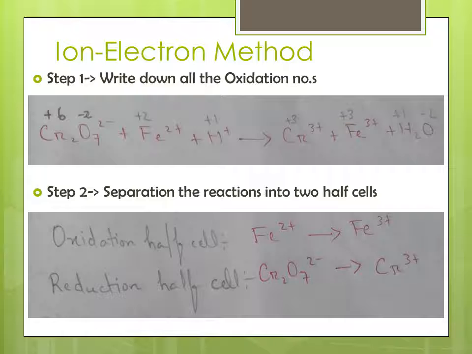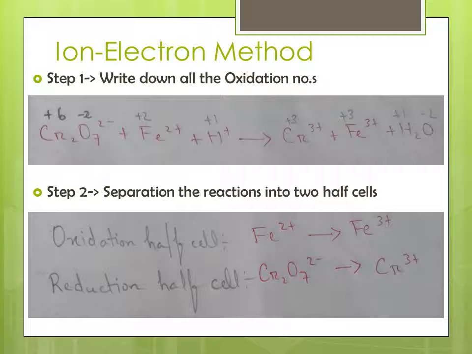For oxygen, we already know it is minus 2. In case of iron, it will be the charge, that is plus 2. In case of hydrogen also it is plus 1. In case of chromium on the product side it is plus 3. In case of iron again it is plus 3. In case of water, above the hydrogen I will be writing plus 1, and above the oxygen I will be writing minus 2.